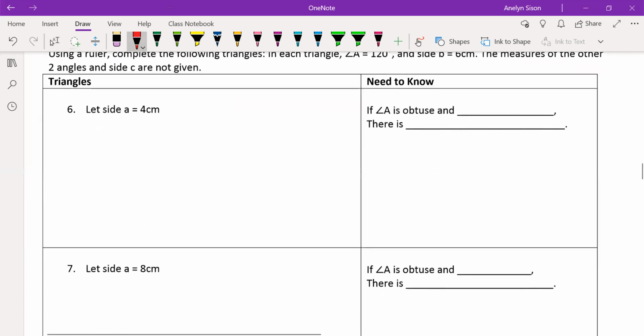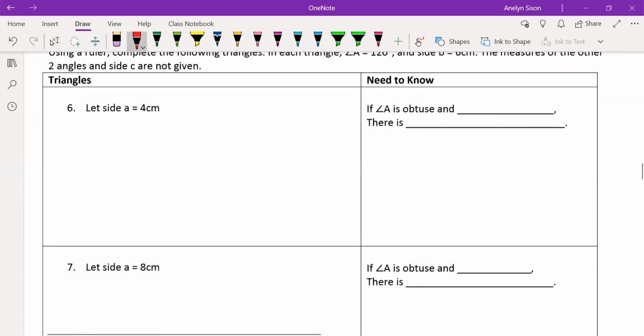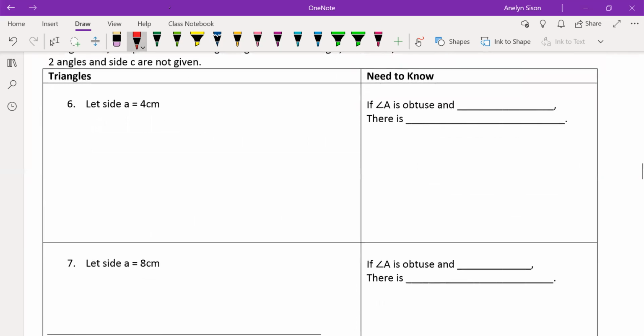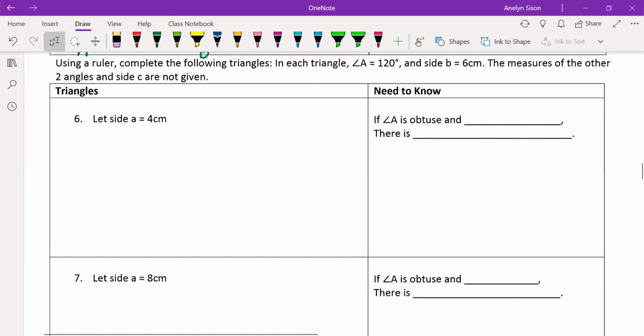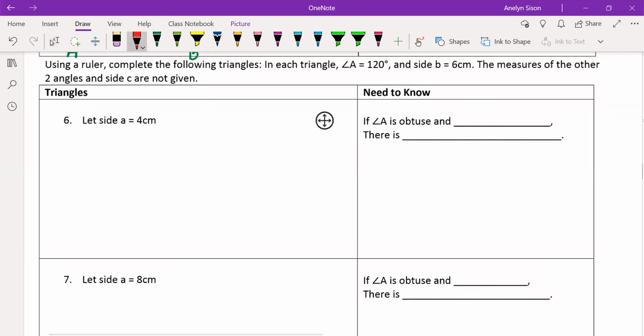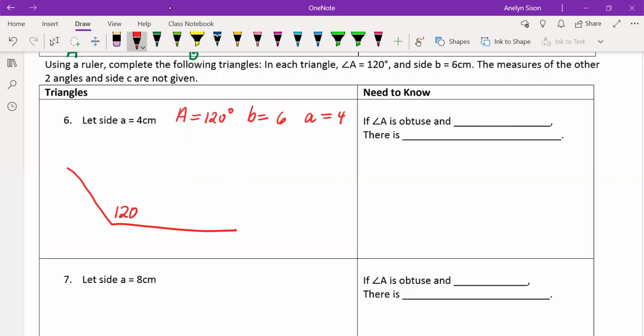So what about in an obtuse triangle? Obtuse triangle is so easy. You don't even need to find the height for an obtuse triangle. So let's look at this one. We are given an angle of 120 degrees. So this is so easy. 120 degrees, and the side length B is 6, and A is 4. All right? So if we draw this, here's your 120 degrees.